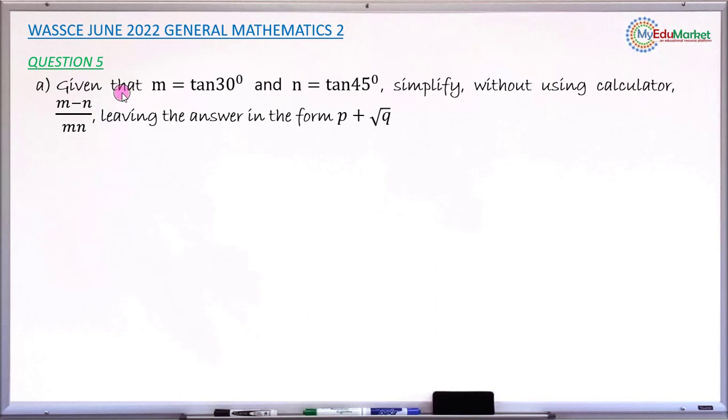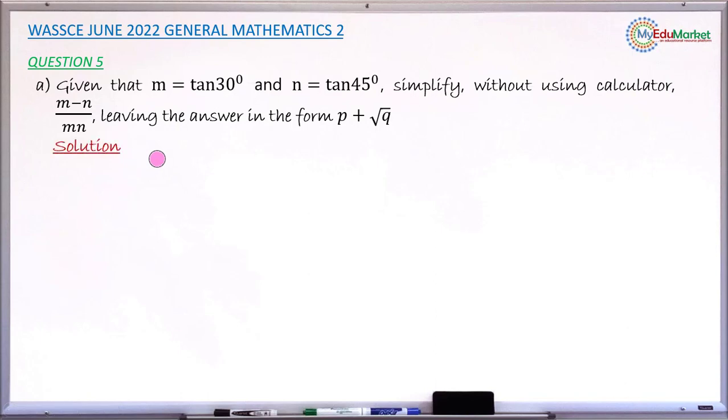This is WAEC June 2022 General Mathematics Paper 2, and we are answering question number 5A. The question reads: given that m equals tan 30 and n equals tan 45, simplify without using a calculator the fraction (m minus n) all over mn, and leave your answer in the form of p plus root q. So let's attempt to answer this question.